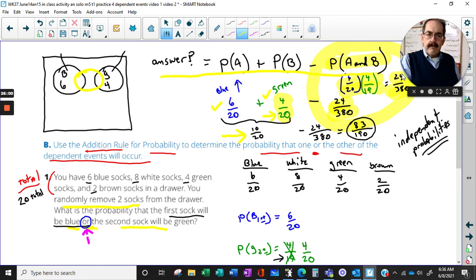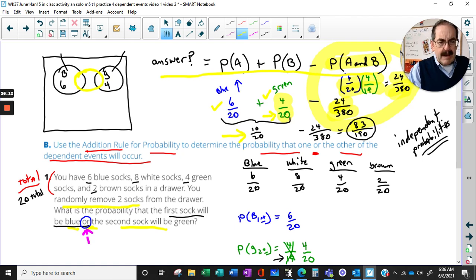Is there a double up? Is there a reason to subtract this out? Why is it not just 10 out of 20? And they're telling us that we have to remove something. Is there an overlap by analyzing it this way?